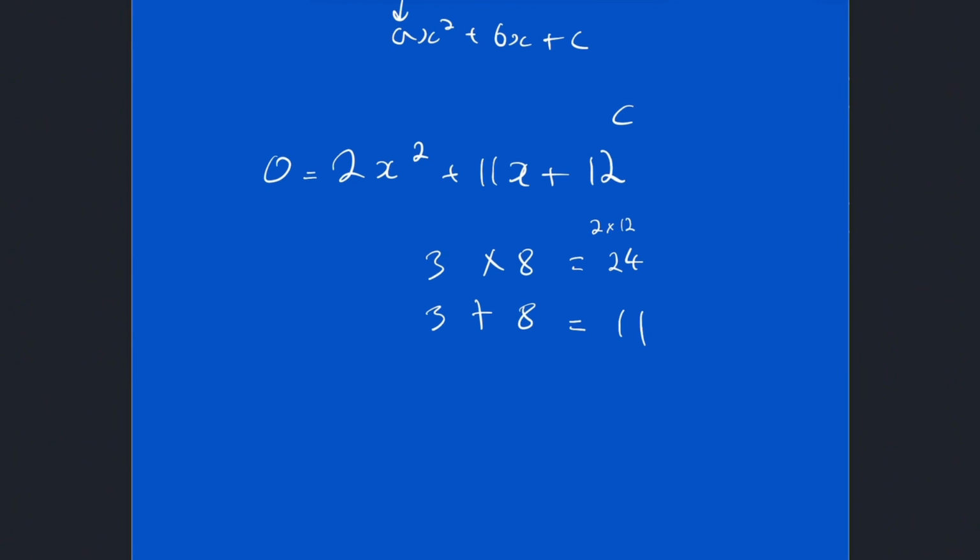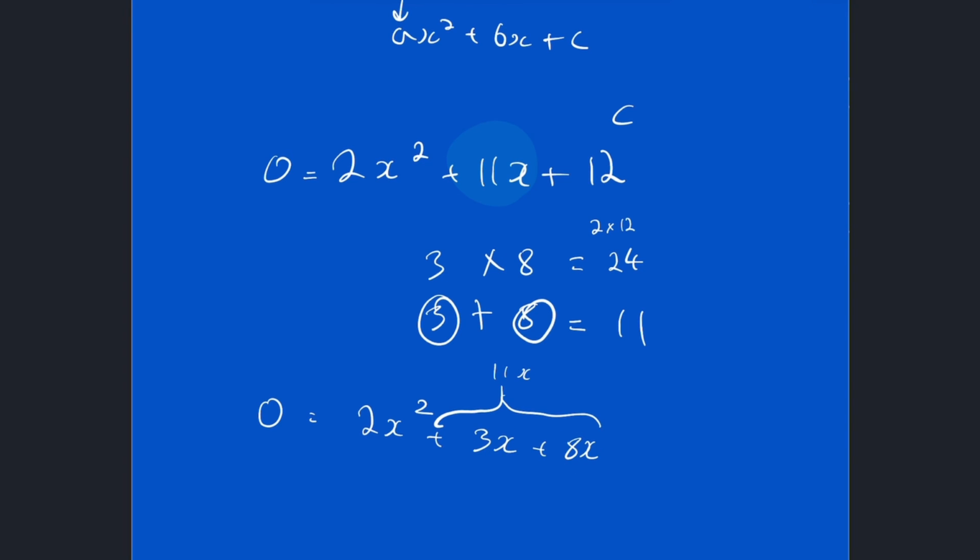Now, here's the key. And here's where most students slip up. Instead of just doing this, that is wrong. What you need to do now with the AC method is you need to write out your original. And what we're essentially doing is we are splitting this 11x. Okay, 11x would have been here. We're splitting it into our 2 bits here, 3, we're going to call it 3x and 8x.